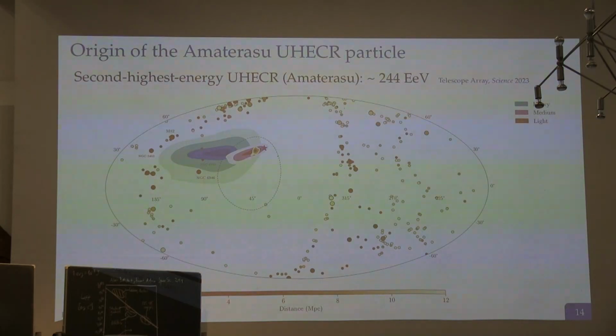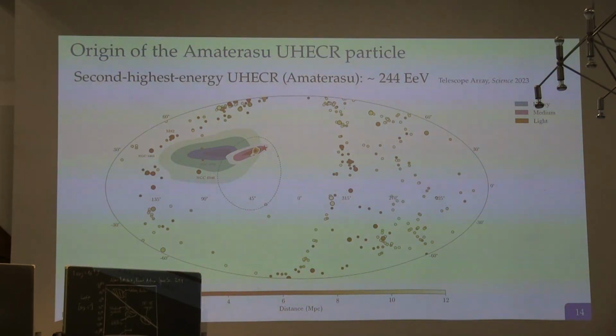And what these people did recently, and that's why I wanted to bring this one up, and by recently I mean like a few months ago, maybe a couple months ago, is they inferred what is the most likely direction of the source of that one particle, the Amaterasu particle, that's how it was baptized, given the large uncertainties in the magnetic field strengths inside the Milky Way and outside the Milky Way. And they needed to make some assumptions. They don't know if it was a proton or something heavier than that.